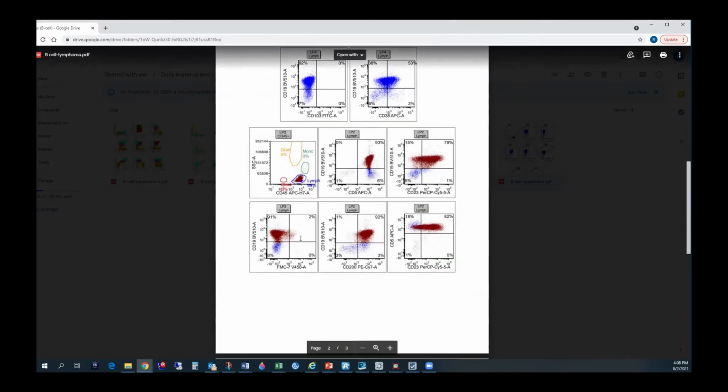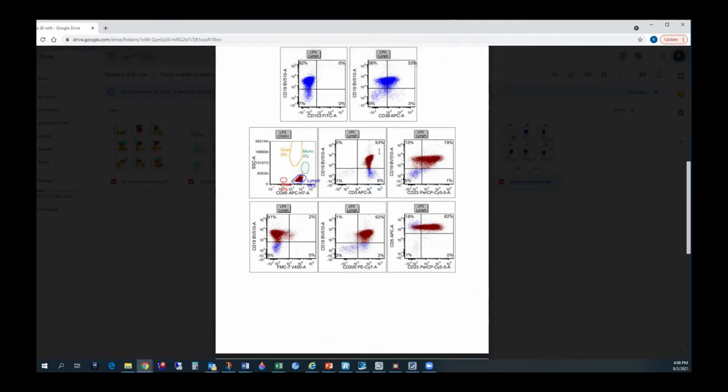And another thing is this is negative for CD10. And FMC7 is negative because FMC7 and bright CD20 always go together. So CLL usually has negative FMC7. And this is CD19 positive. It is nicely CD5 positive. These are your T cells here.